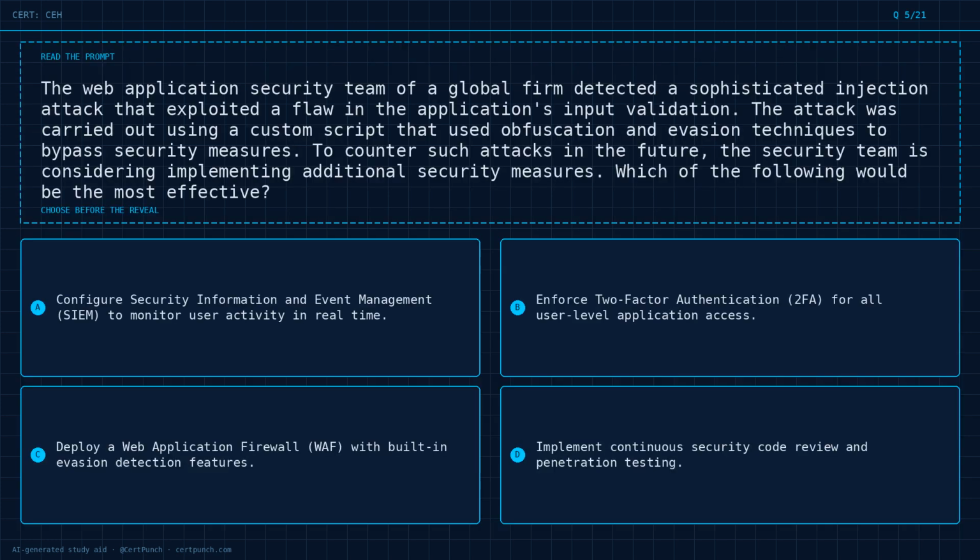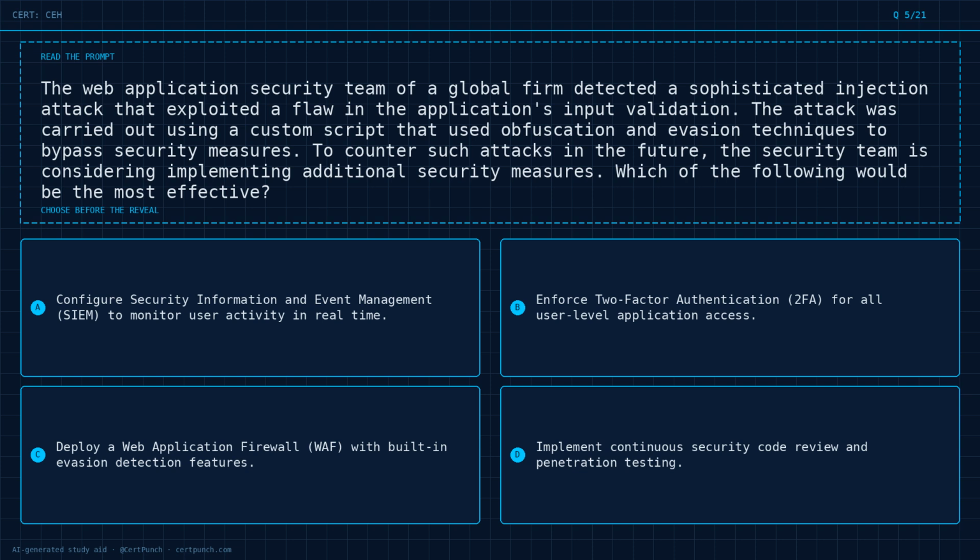Question 5 of 21. The web application security team of a global firm detected a sophisticated injection attack that exploited a flaw in the application's input validation. The attack was carried out using a custom script that used obfuscation and evasion techniques to bypass security measures. To counter such attacks in the future, the security team is considering implementing additional security measures. Which of the following would be the most effective?